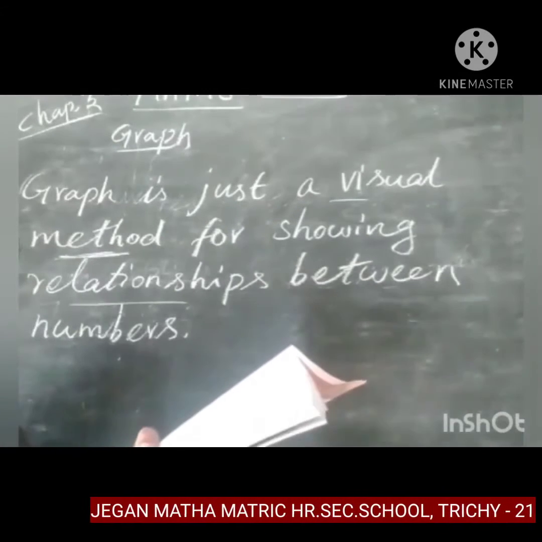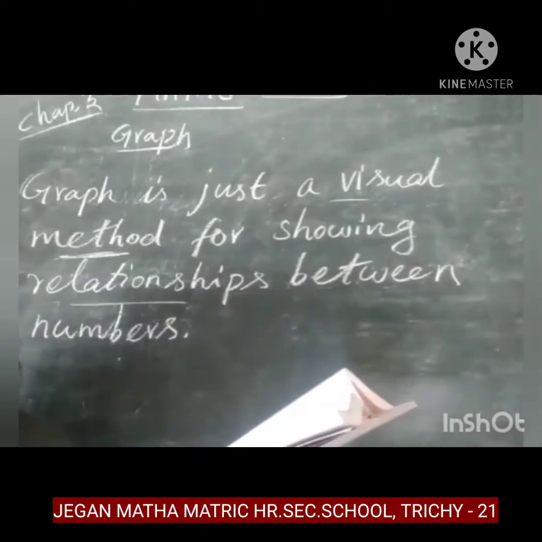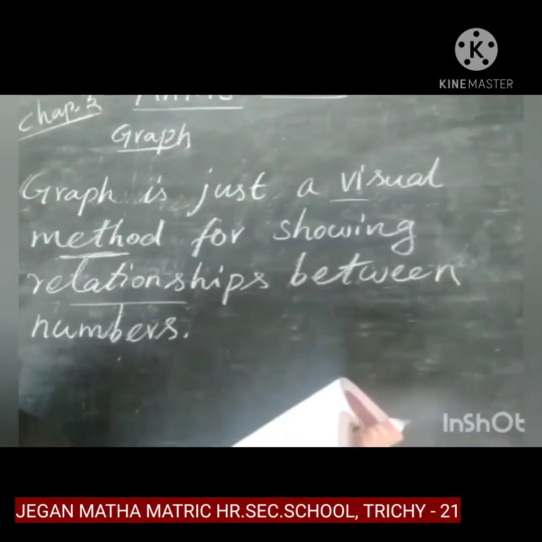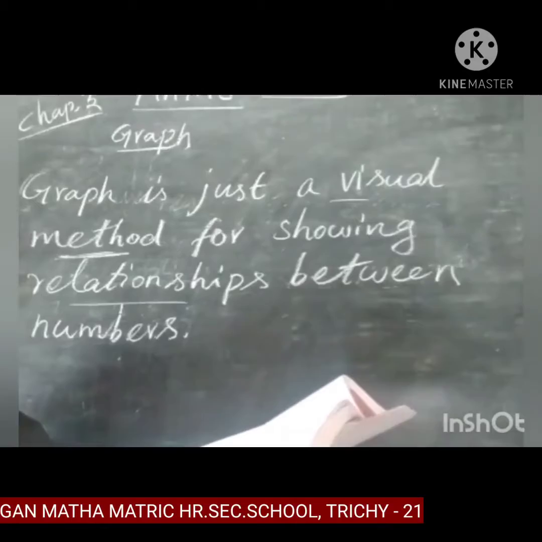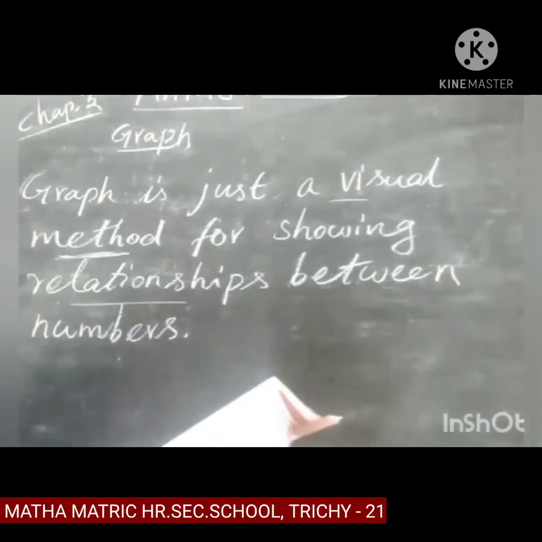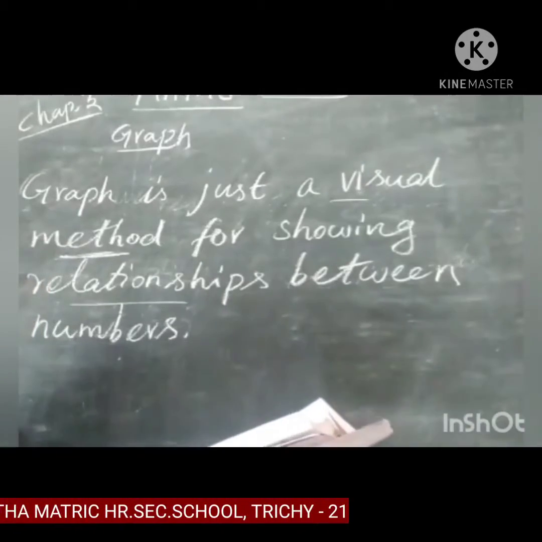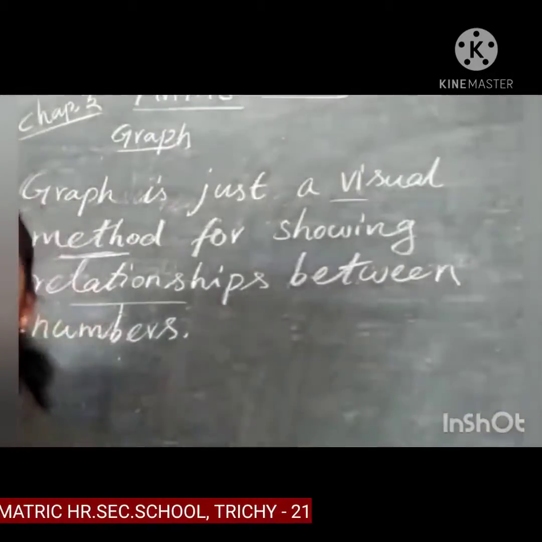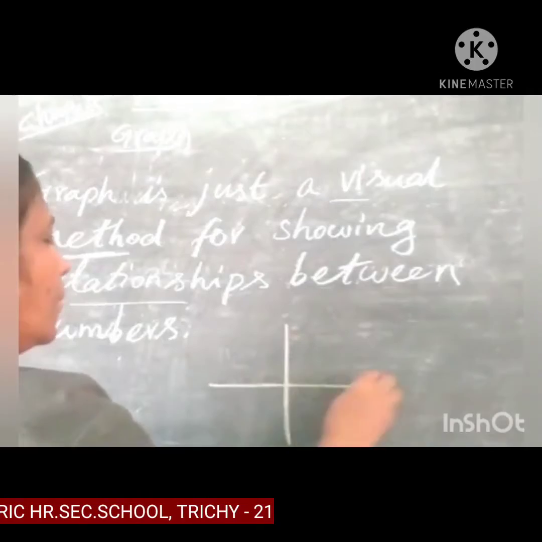We take one more number line vertically. The horizontal line is called the x-axis, and the vertical line is called the y-axis. We take the graph sheet keeping both number lines perpendicular to each other. In the middle, the two lines, horizontal and vertical, meet at one point.